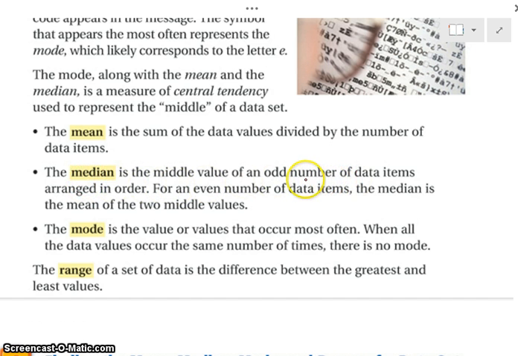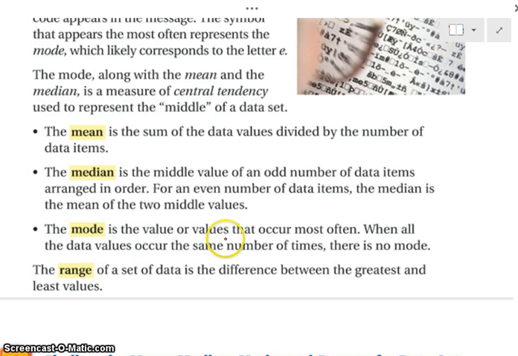Now, with the median, make sure you put the numbers in order from smallest to greatest. So that's the trick for median. You may want to write that down if you think you're going to forget. You have to put the numbers in order from smallest to greatest, and you look for the middle number. If you have 2 middle numbers, you add them together and divide by 2 to get the median. If you have 1 middle number, then that's the middle number, the median.